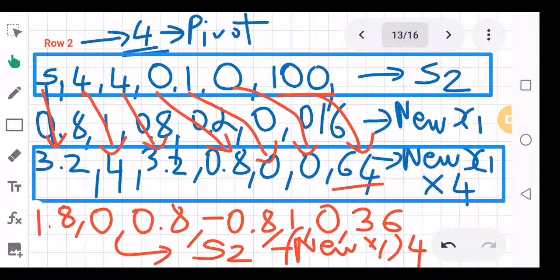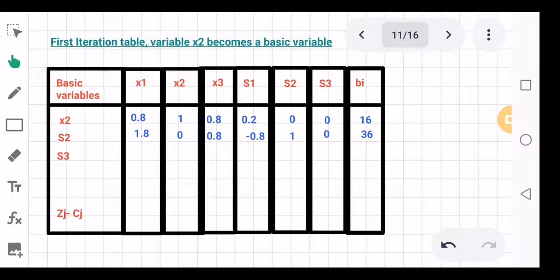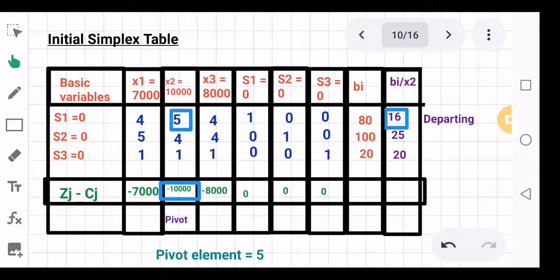Now we have to do the same for row 3. We have to apply the similar method you applied here and find the values of all the elements of this row. Okay, so next we will be doing row 3. So we have to take the values in row number 3 so that you can find out the values for the new row 3.